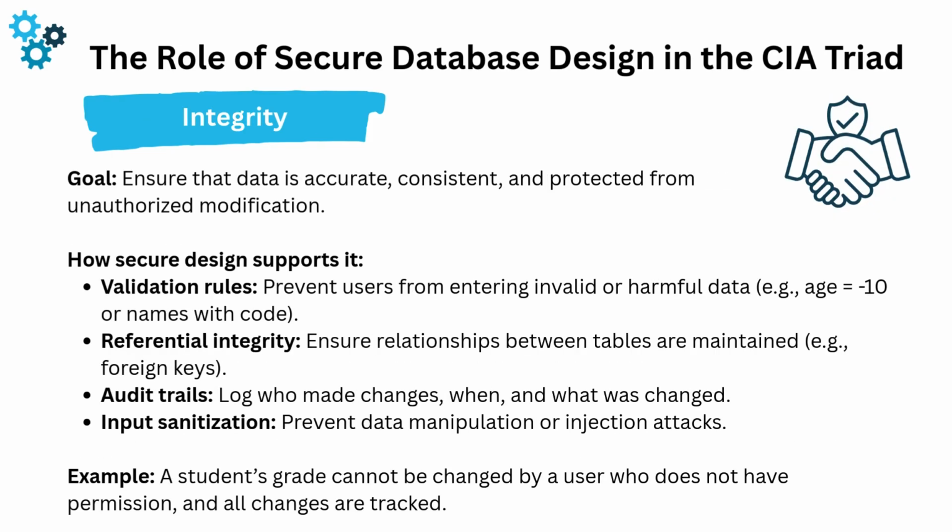Integrity. The goal of integrity is to ensure that data is accurate, consistent, and protected from unauthorized modification. We can do that through the use of validation rules, referential integrity, audit trails, and input sanitation. An example of ensuring integrity includes a student's grade cannot be changed by a user who does not have permission. All changes in the database are tracked.